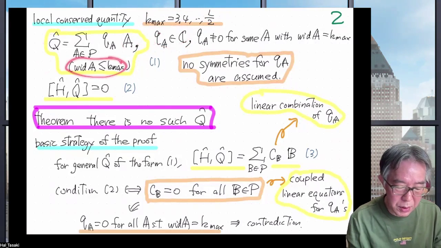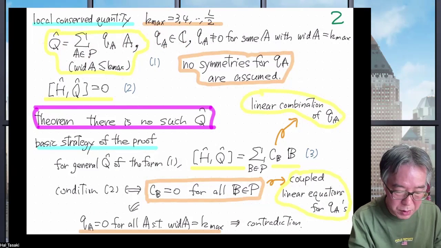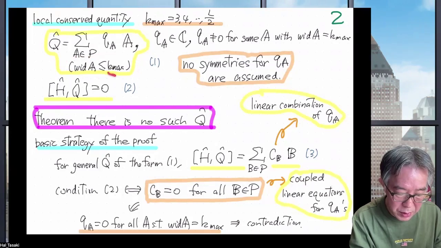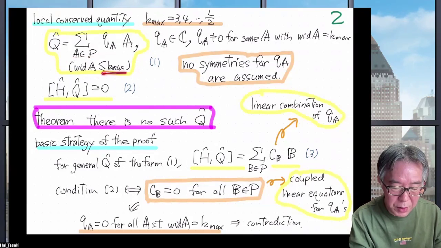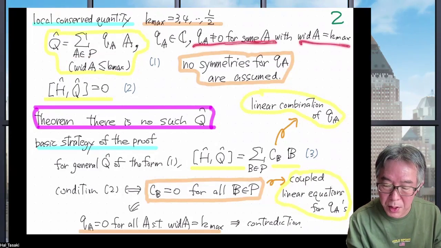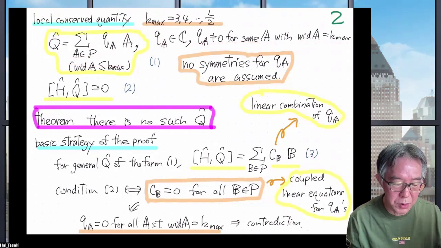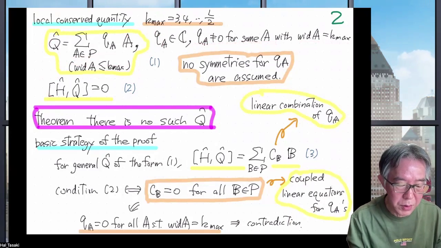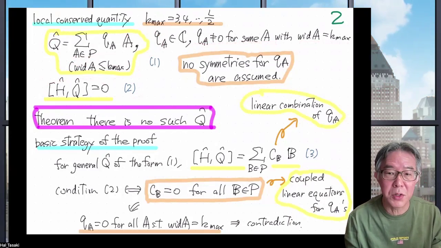Okay. And here is a constraint about the width. We allow all products whose width does not exceed K max. And we also assume that this is sort of saturated in the sense that there must be some A with non-zero coefficient which has this maximum width. That's the assumption. This is the candidate for local conserved quantity, and we say that Q is a local conserved quantity if it commutes with the Hamiltonian. And the theorem said that there is no such Q.